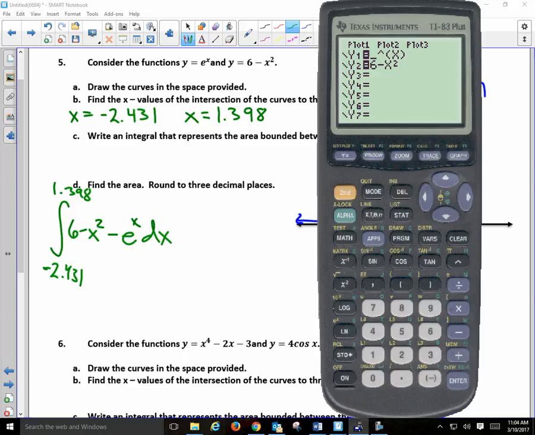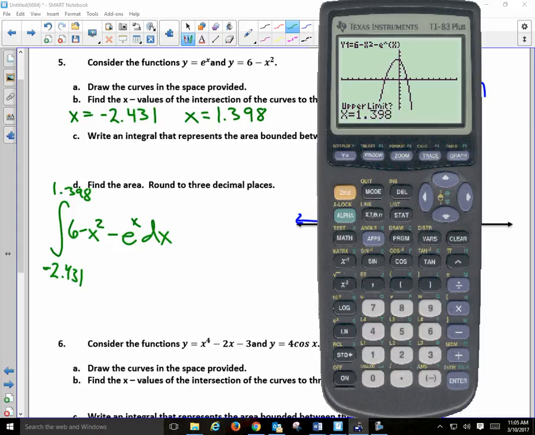So I'm going to insert 6 minus x squared minus e to the x, dx. Delete, delete, delete. Second, calculate. What do I calculate? Number 7. Thank you, Wally. Negative 2.431 and 1.398.